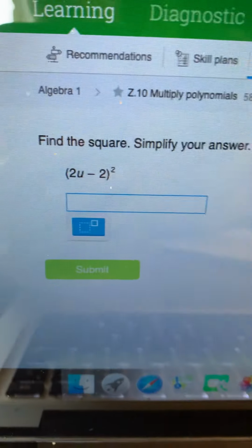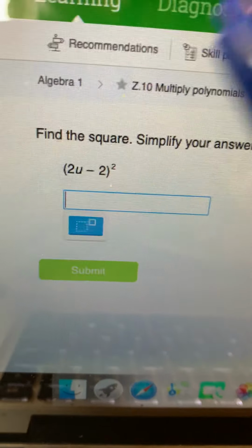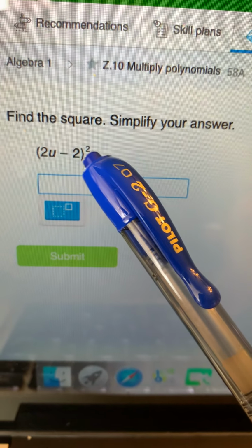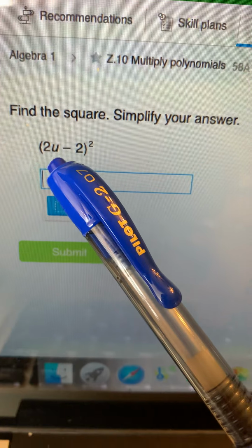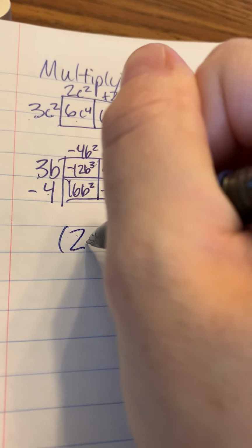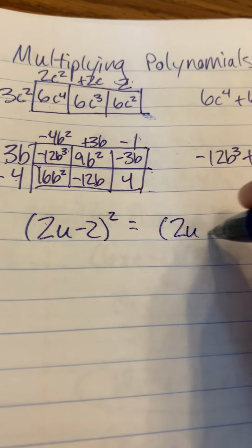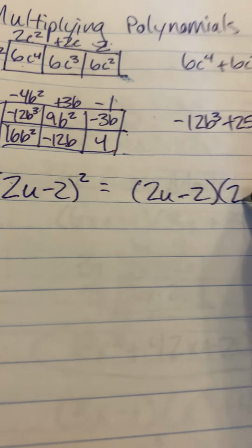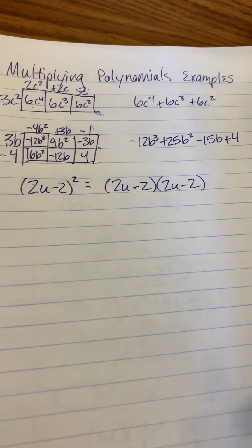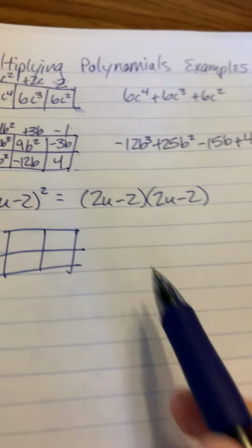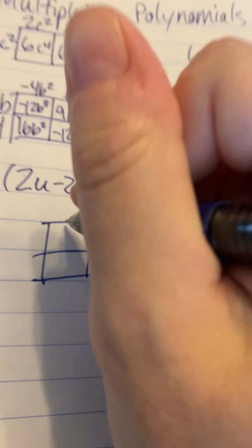Next problem. This one says to find the square. What does it mean to multiply something by itself? That square tells you it's multiplying by itself. That means that there are 2 of these. 2u minus 2 squared is what's on IXL, is the same thing as 2u minus 2 times 2u minus 2. Those are the same. So this tells us we need a 2 by 2 box. 2u minus 2 and 2u minus 2.